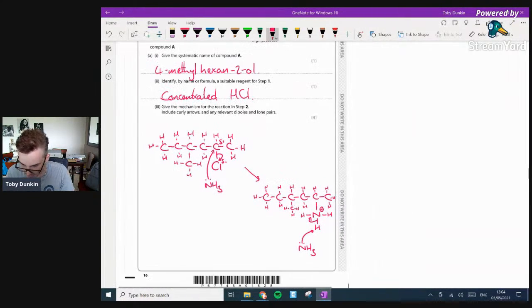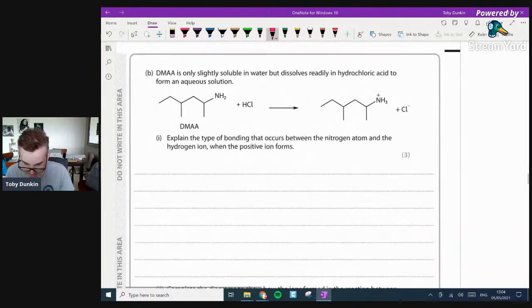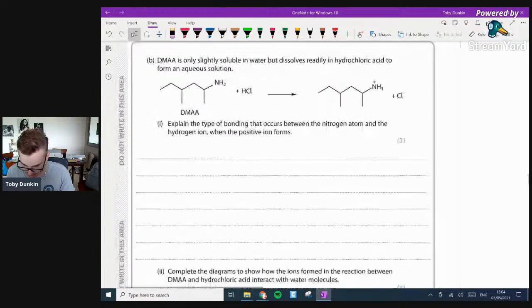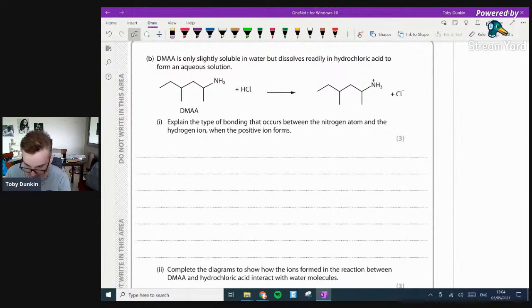Do I need my product? No. Okay, DMAA is only slightly soluble in water, but dissolves readily in hydrochloric acid to form an aqueous solution. Explain the type of bonding that occurs between the nitrogen atom and the hydrogen ion when the positive ion is formed. It's a dative covalent.